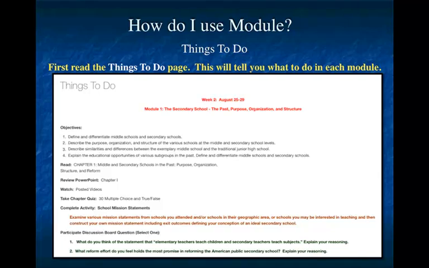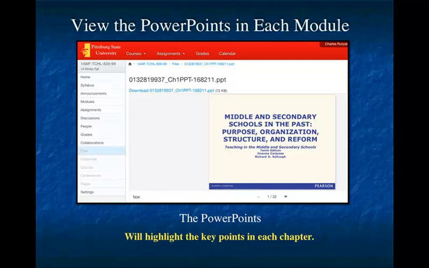As you look at each of the module sections, the very first thing we'd like for you to look at is the things to do item. It'll tell you exactly what to do in each module. It'll give you the objectives, what to read, what to watch if you like PowerPoint, what your chapter quiz will be like, and then what activity you're going to be doing in the class. And it will end with your discussion board, either questions or activities that you're going to participate in.